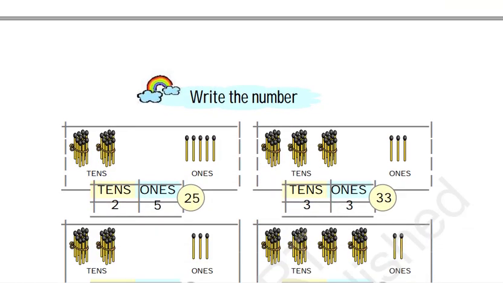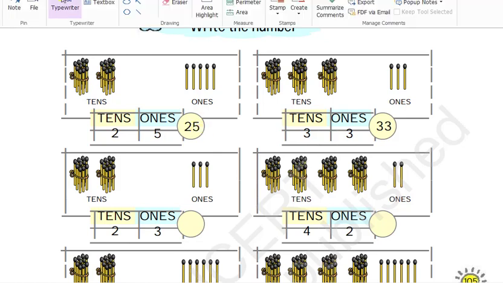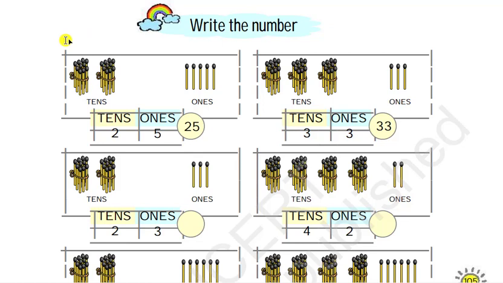Okay, next it is write the number. So the first one is done for us. It is 2 tens and there are 5 loose matchsticks, 1, 2, 3, 4, 5. So 2 tens and 5 ones is equal to 25. Now how is it equal to 25? 2 tens is equal to 20 plus 5 ones is equal to 5. In total it is how much? 20 plus 5 is equal to 25.